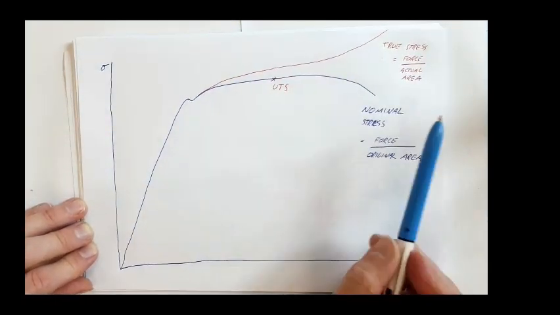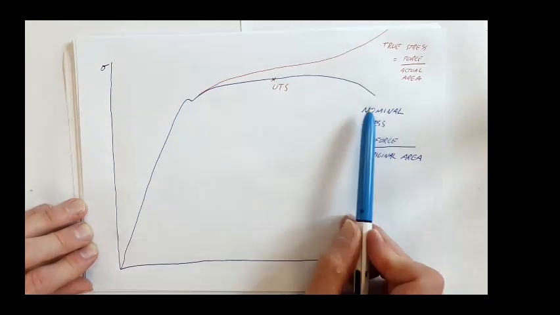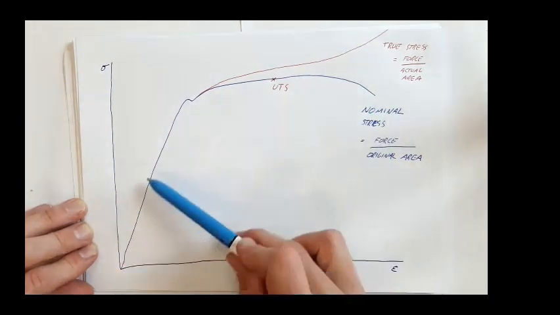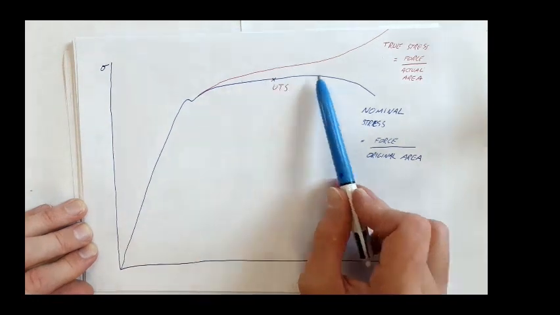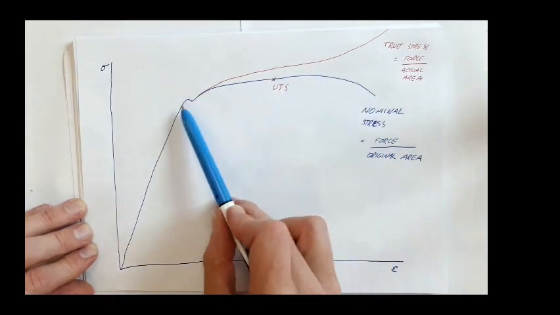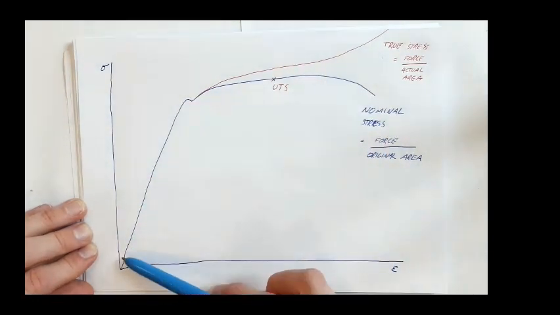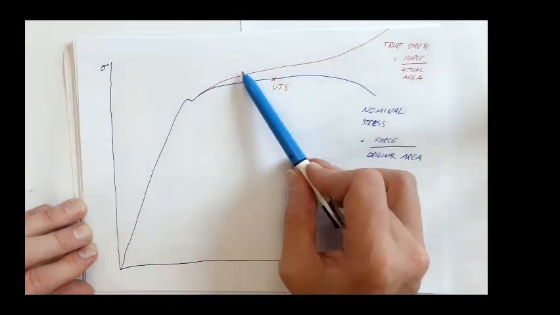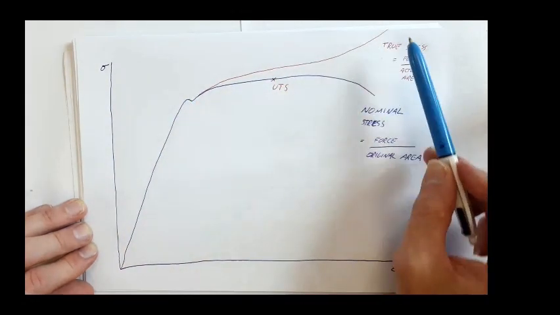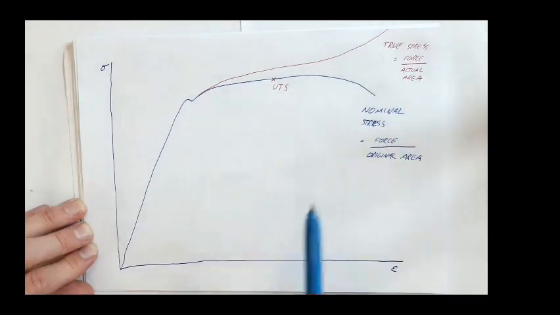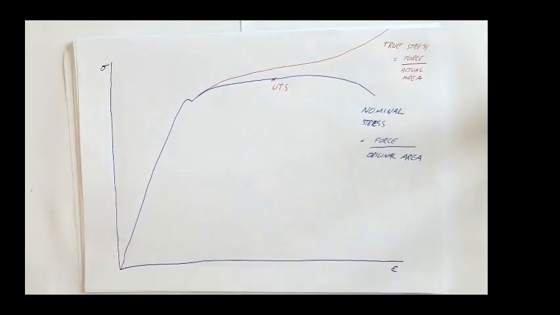In most cases, we use the nominal stress strain curve. So most stress strain curves that you will see will be showing you the nominal stress or the engineering stress strain curve. But actually, just be aware the true stress strain curve does deviate from that because of this necking that we're seeing in our specimen.